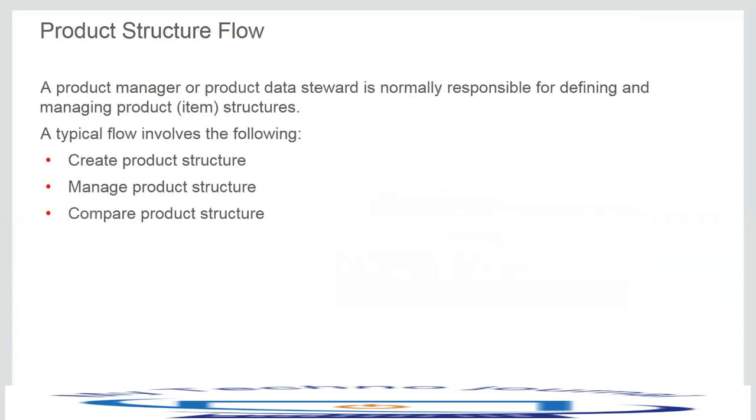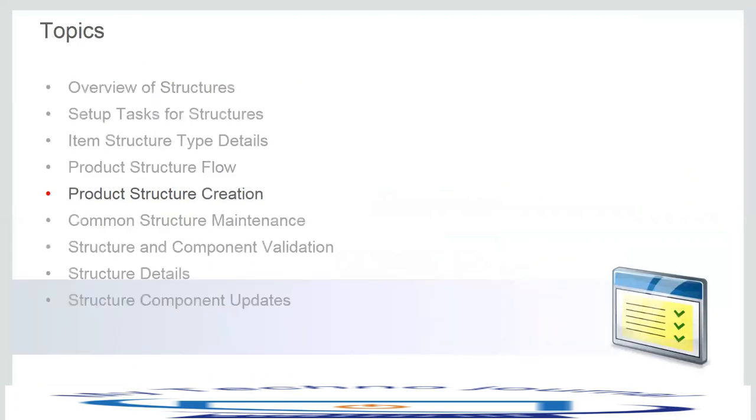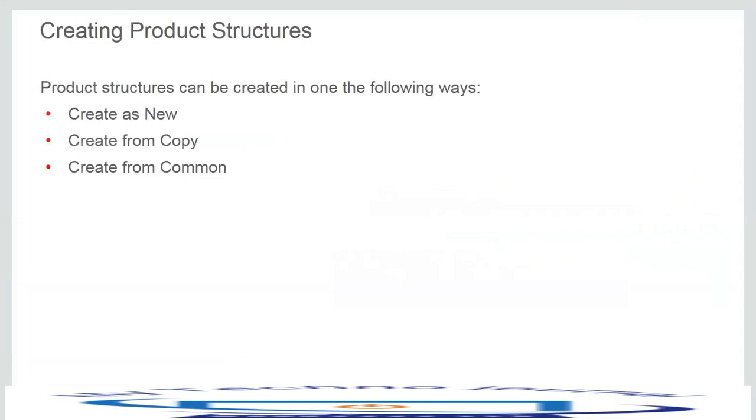So the product structure flow. A typical product structure flow entails creating, managing and comparing a product structure. So, product structure creation. We could create product structures in any of these ways: create as new, create from copy, or create from common. Let us discuss each one of them, starting with create as new. We could create a new structure just by adding the required components and their information.